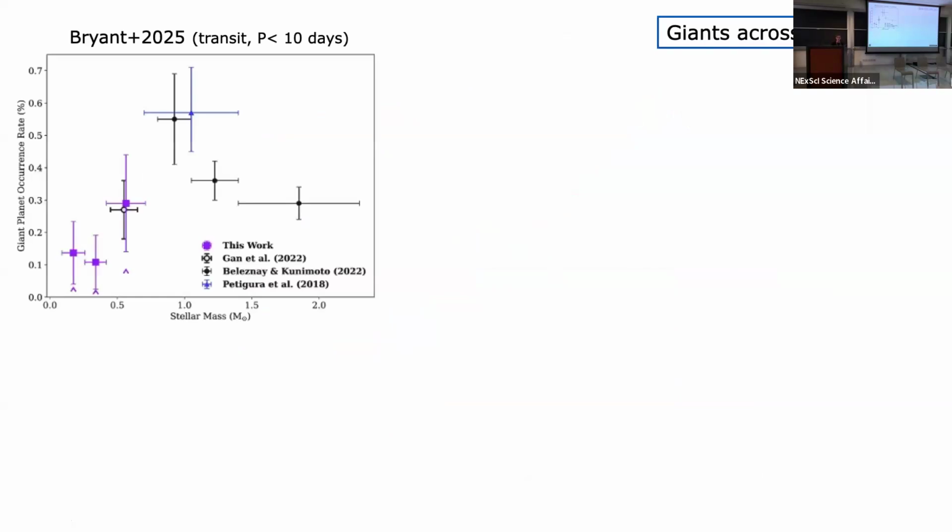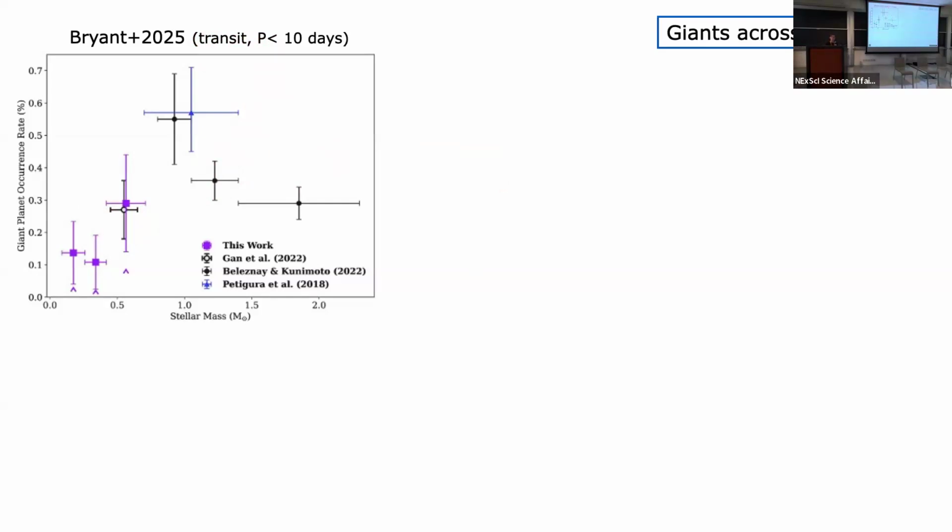So let's start to look at what we are learning about giant planets across stellar mass. Here is a plot of giant planet occurrence rate for the hot Jupiters. We have observations from TESS in purple and also from Kepler in other colors. What you notice here, oh, it's out? Oh, right. I hope you could hear me, or I was shouting enough probably. What you can see here is first an increase in the occurrence rate and then a decrease. But again, this is the hot giant planet population.